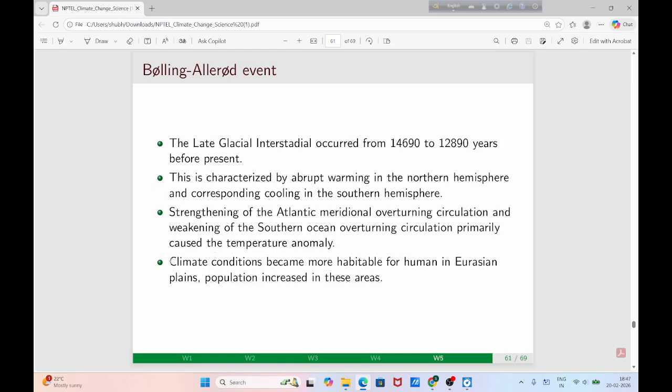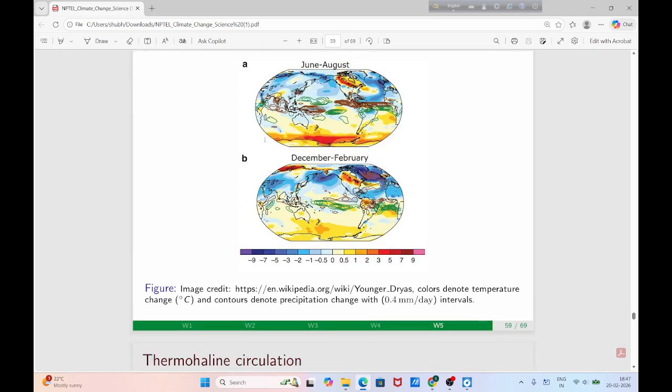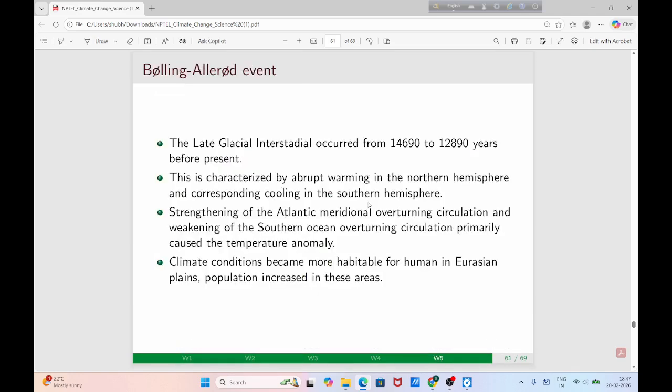And this is important because it became habitable for humans in these North American or Eurasian regions, and population increased in these areas due to favorable climate conditions. Okay, that was the small time period known as the Bølling-Allerød event. Now, both Bølling-Allerød and Younger Dryas events are connected with the thermohaline circulation. That is the central theory based on which both of the events can be explained.